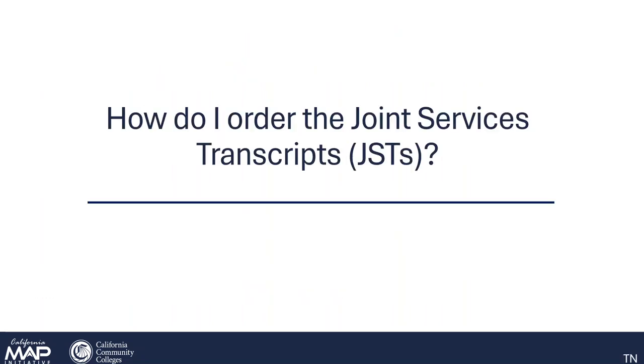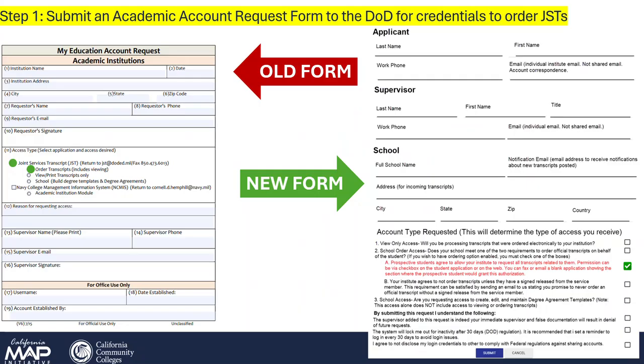How do I order them? Step 1, you have to submit an academic account request form to the DoD to get credentials. On the left is an old form that you might have seen before. However, the DoD has updated it to be the form on the right, and it must be submitted electronically. We put in red the checkbox that you would want to check off for this process.